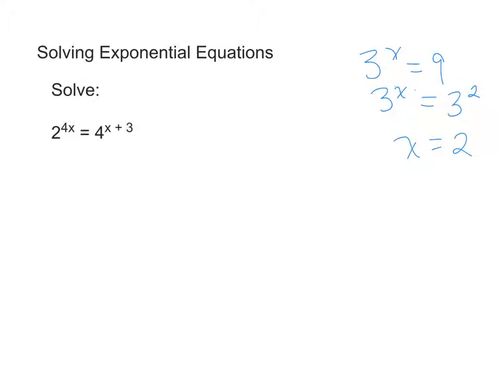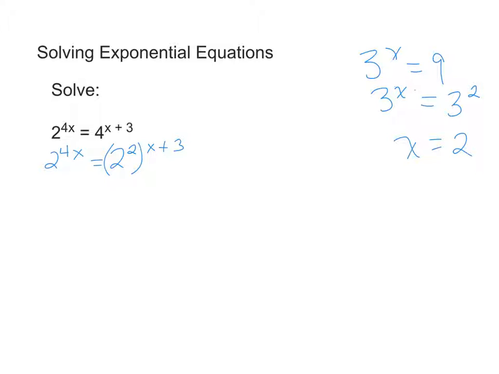Okay. So here, the bases are 2 and 4. We can change those both into the same thing. What would that thing be? A 2. We're going to change them both into 2's. So the first one's already a 2. We'll leave it as is, 2 to the power of 4x. But the 4 can change into 2 to the power of 2. And I'm just going to write it like this for now. So it's 2 to the power of 2 to the power of x plus 3.